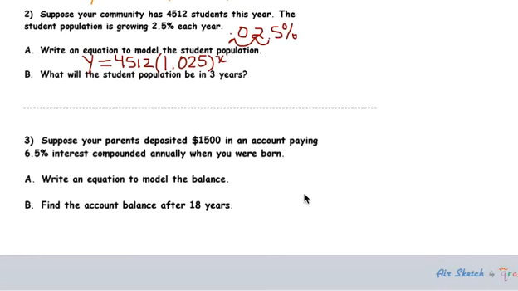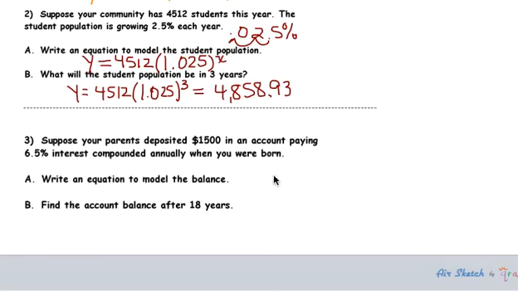Part B says, what will the student population be in 3 years? Okay, so the time is 3 years. So we're going to write y equals 4,512 parentheses 1.025 to the what? Third power for 3 years. Nicholas? 4,858. Yep. Very good. That would be the student population in 3 years if the community continues to grow at this rate of 2.5% per year.